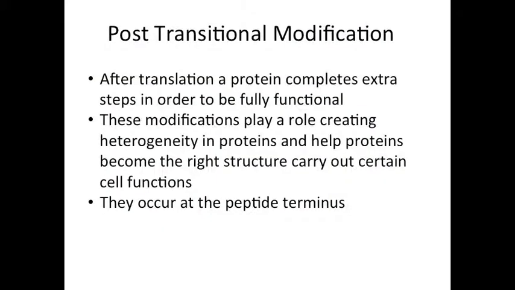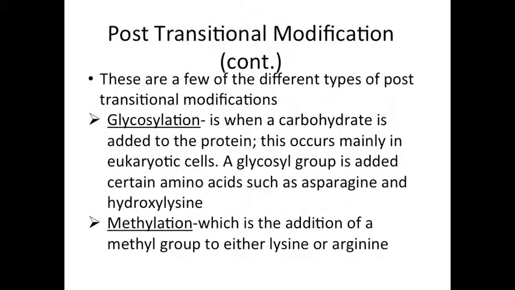Okay, so post-translational modification occurs after translation, and it's basically a process with extra steps to fully complete protein synthesis. These modifications play a role in creating heterogeneity in proteins and help proteins become the right structure and carry out certain cell functions. And this process occurs at the peptide terminus.